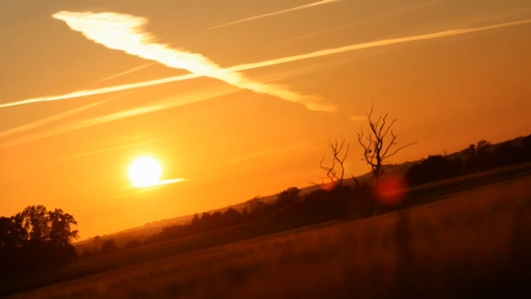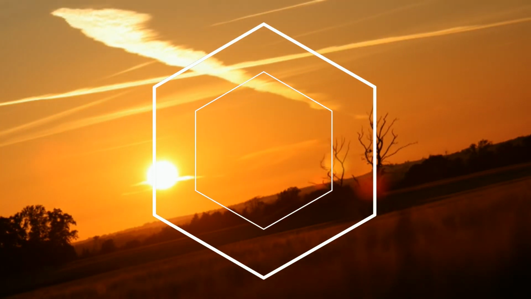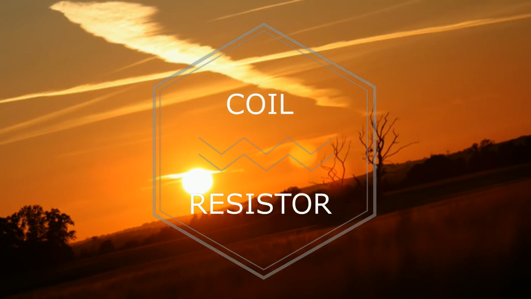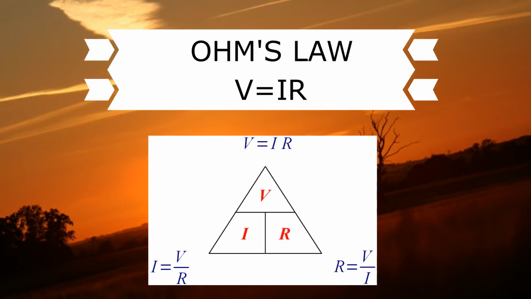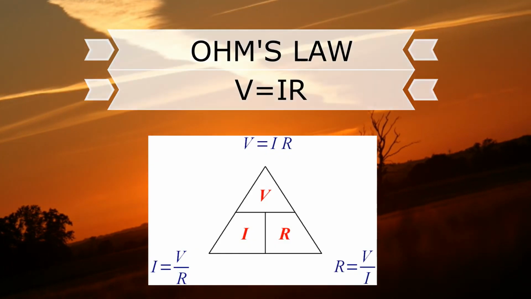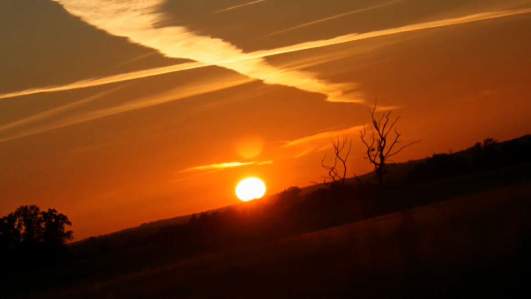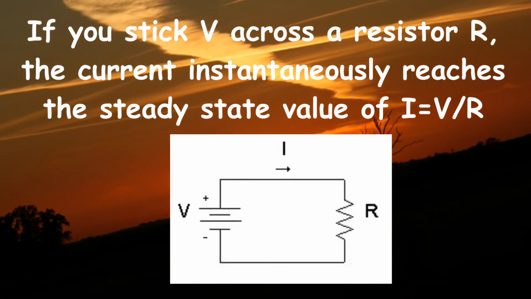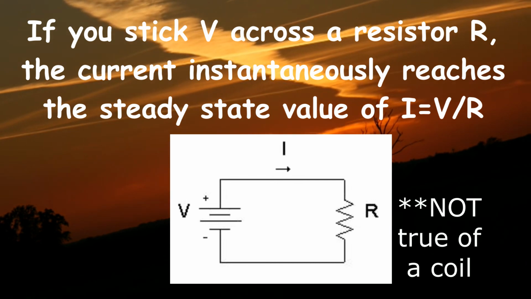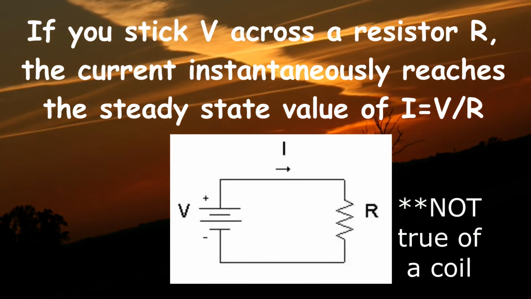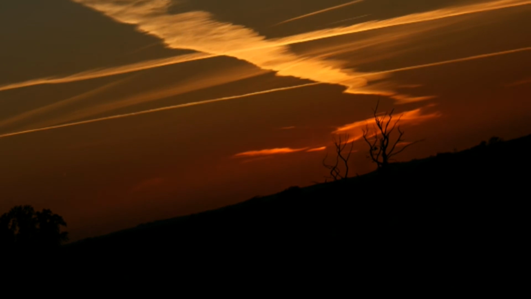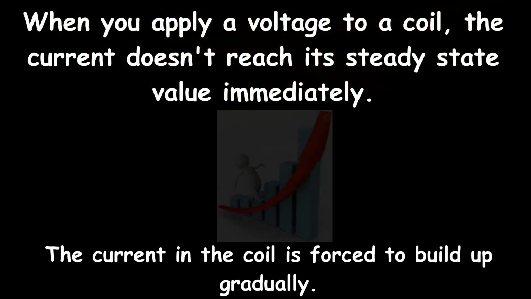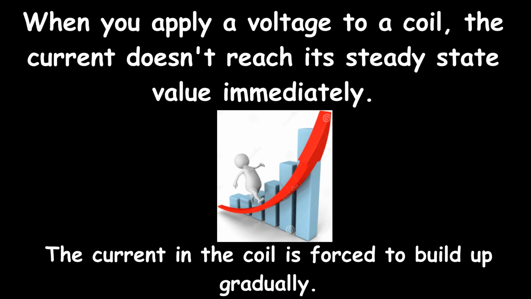Before we start on what back EMF is, first let's have a background on how a coil differs from a resistor. According to Ohm's law, V equals IR. Therefore, with a resistor, if you apply a voltage V across a resistor R, the current nearly instantaneously reaches the steady state. However, this is not the same for a coil, because when you apply a voltage to a coil, the current doesn't reach its steady state value immediately. Instead, the current in the coil will have to build up gradually.